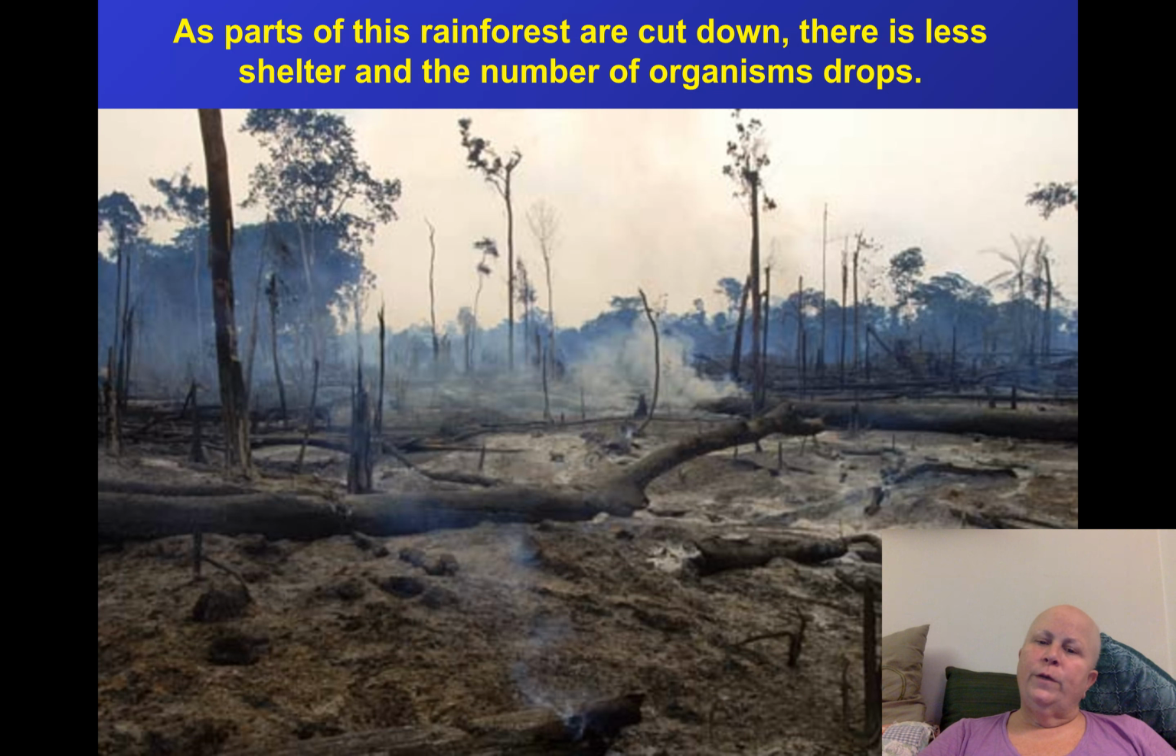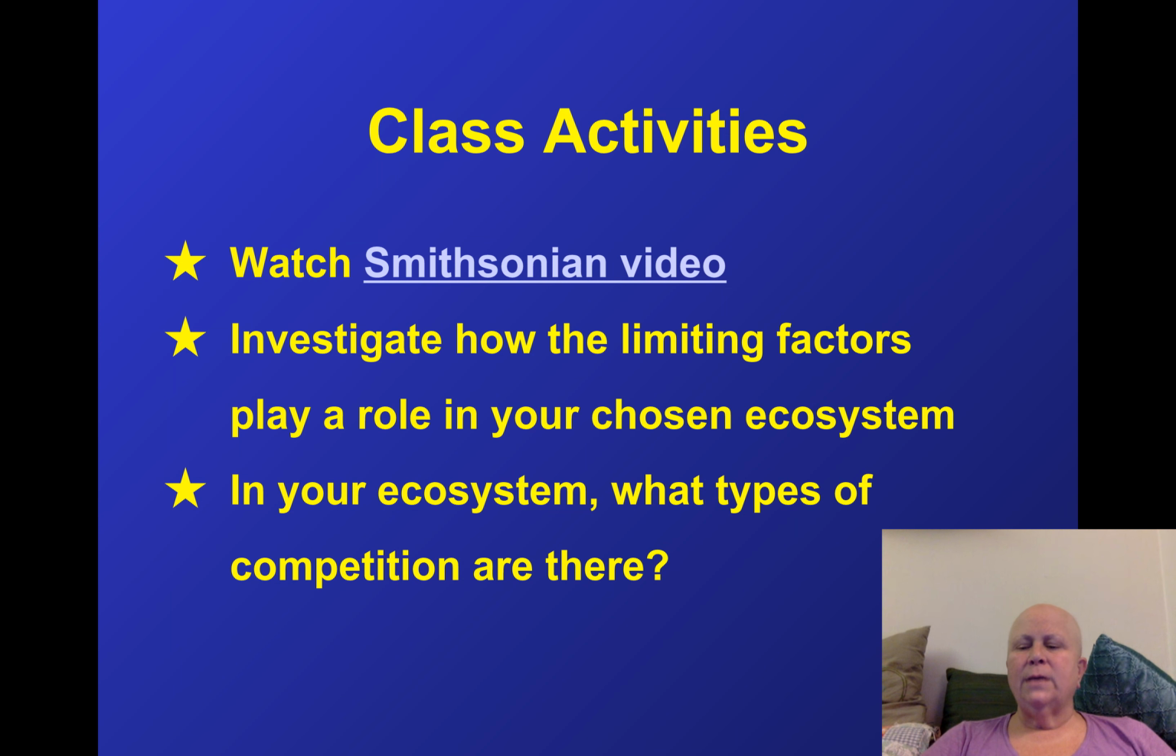In a rainforest, when we start cutting down rainforests or even deciduous forests or temperate forests, it reduces the amount of shelter that's available, and so the population of populations starts to decrease. See how I use that word two different ways, all right? Okay, so that was limiting factors.